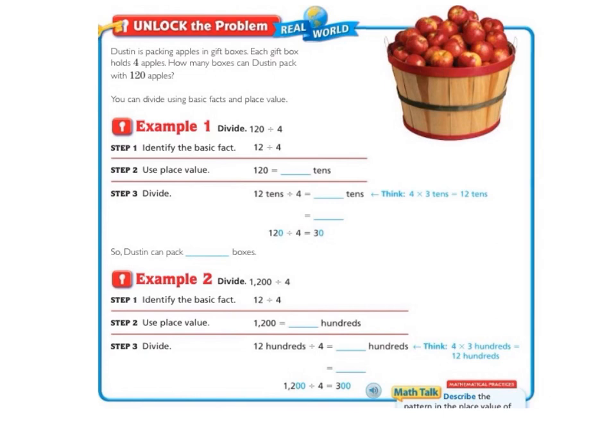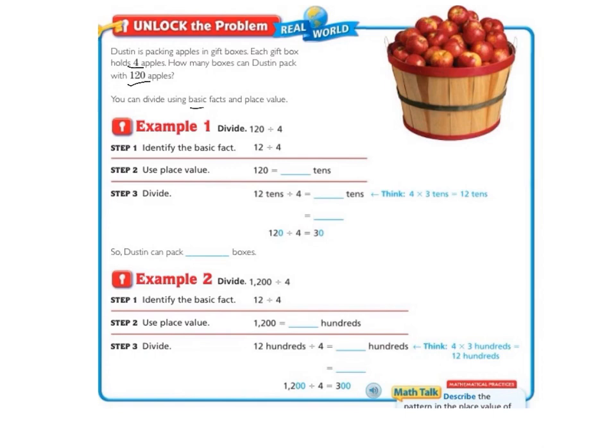Let's begin by reading the Unlock the Problem together. It says, Dustin is picking apples and putting them in gift boxes. Each gift box has 4 apples. How many gift boxes can he pack with 120 apples?